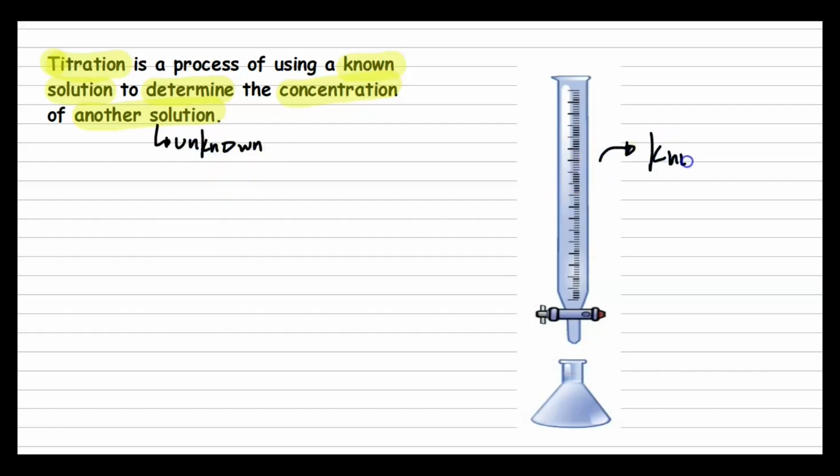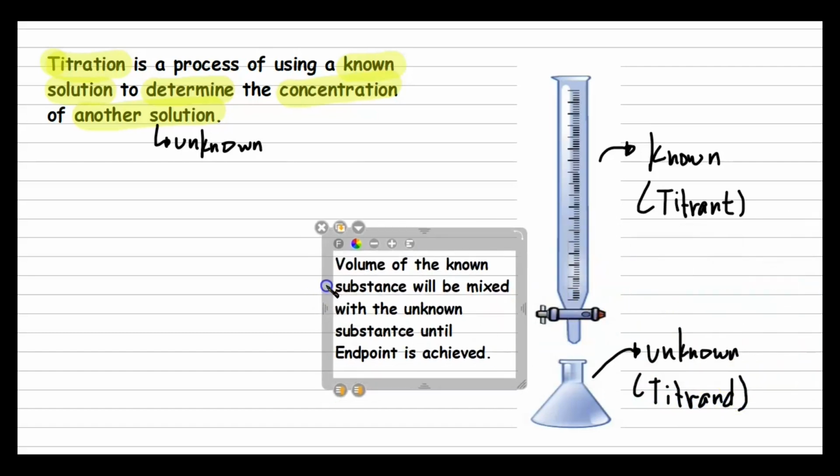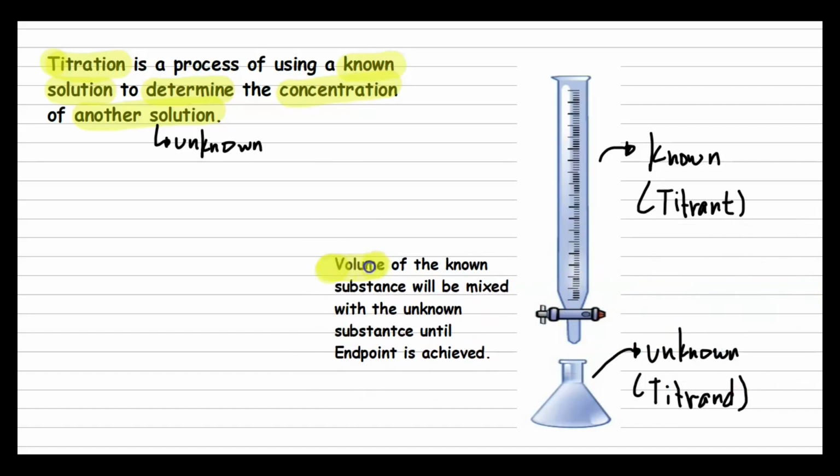In a common laboratory setup, here you can find your known solution, which we call the titrant, and here the unknown solution, or analyte. What we do here is allow a volume of the known substance to be mixed slowly with the unknown substance until the endpoint is achieved.